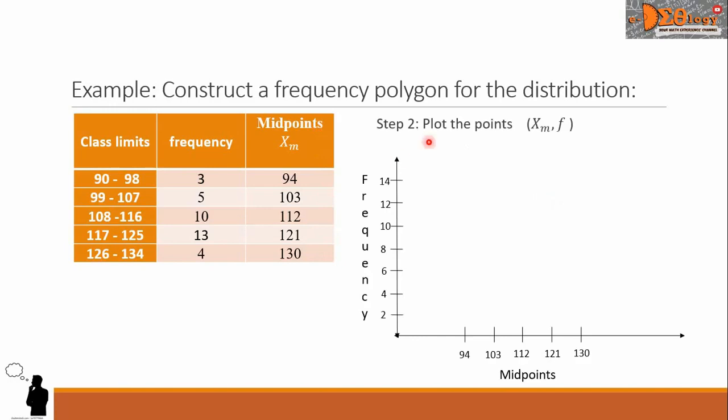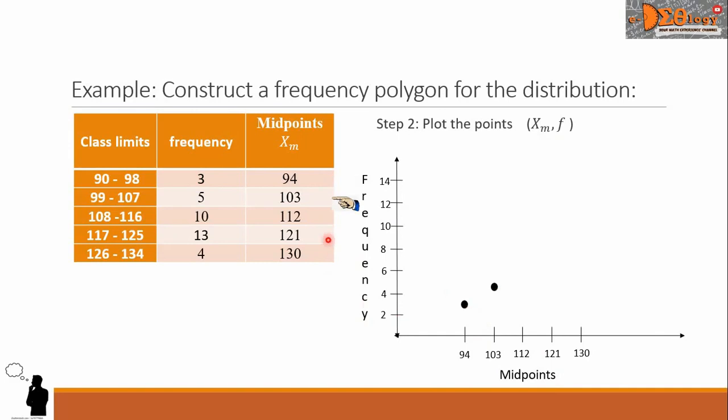For step 2, we're going to plot the points. The midpoint is the x-coordinate while the frequency is the y coordinate. So we can see here, this is the x-axis where the midpoints are listed, and for the y-axis, the frequencies are here. The first point is the 94, 3. So we have this point.